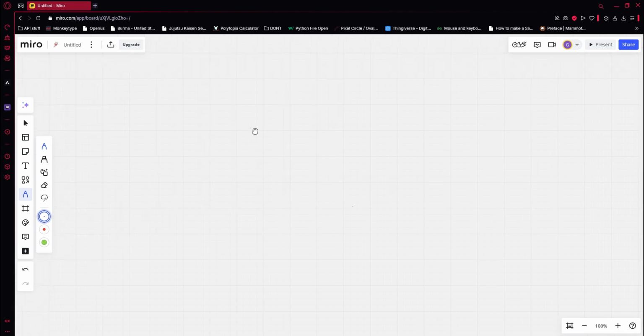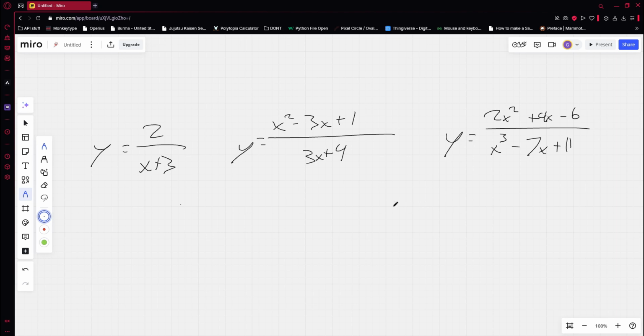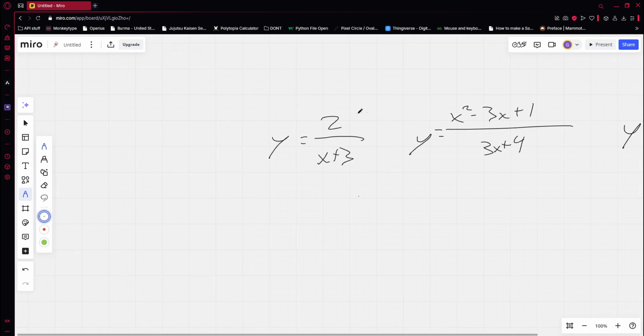So, we have lots of different types of rational function. Okay, so I have 3 examples here of different rational functions. And now a rational function is just one function divided by another function. Very simple. So, with all of these functions, they all have different rules and properties about them. So let's check this first one first. So we have 2 over x plus 3.